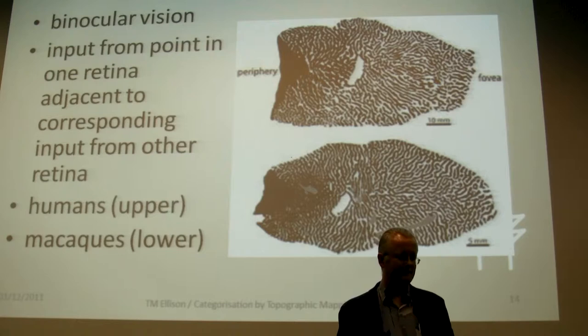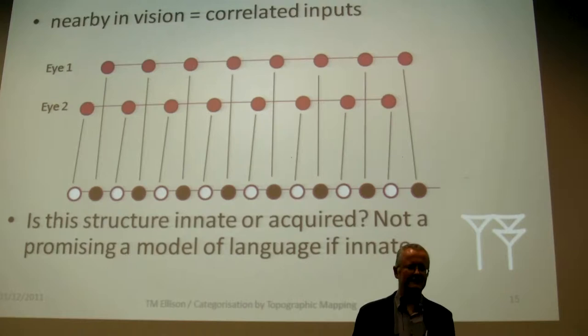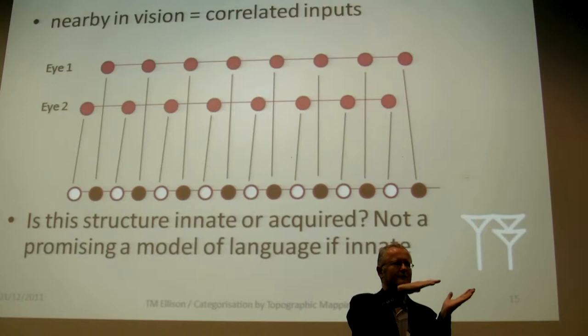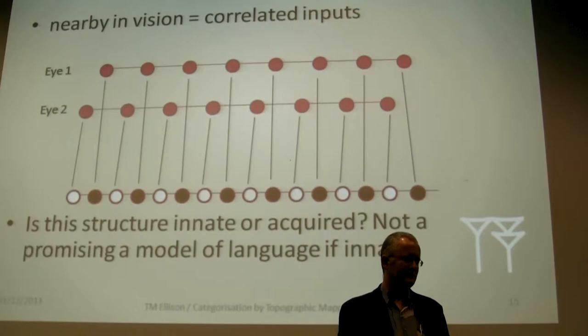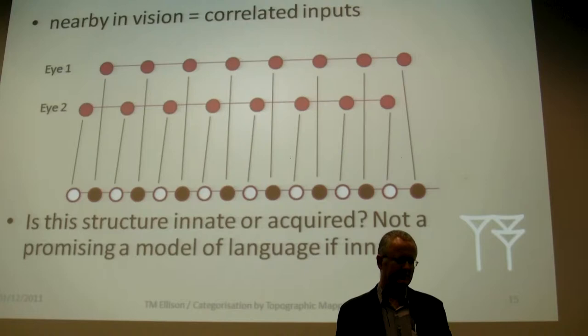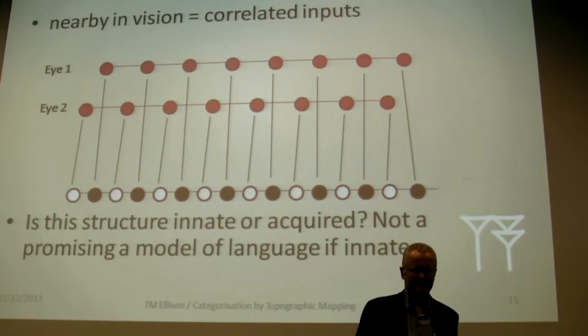And Goodhill's explanation is roughly this: if you lay things out in terms of how they get correlated, input from one retina is really close in terms of its correlations to input from the other retina. And so the most topographic mapping, given that, will do this interleaving process. And he did simulations and showed that that's what you'd expect. It's a very convincing explanation for these ocular dominance stripes.